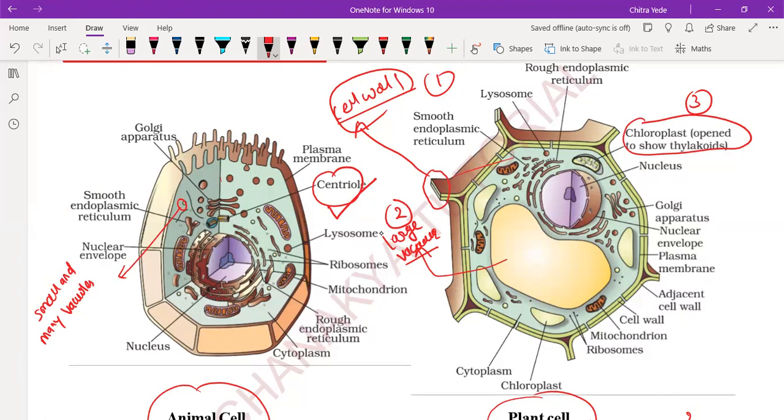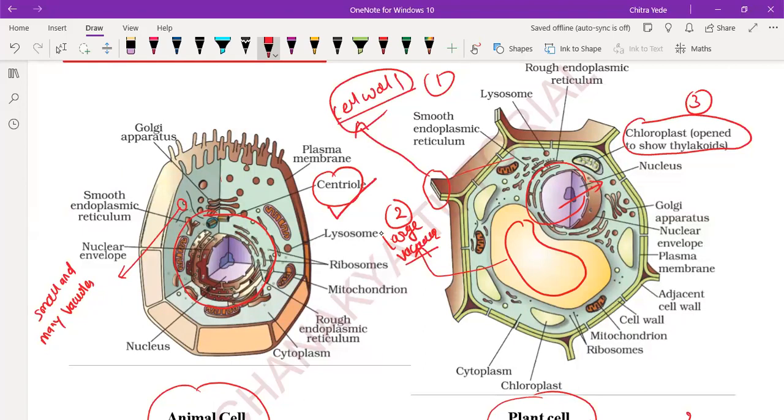The nucleus in animal cell is present almost at the center, but in plant cell, due to the presence of large vacuoles, the nucleus is pushed toward the cell membrane. So these are the basic differences between plant cell and animal cell. Understood? Just take a screenshot of the same.